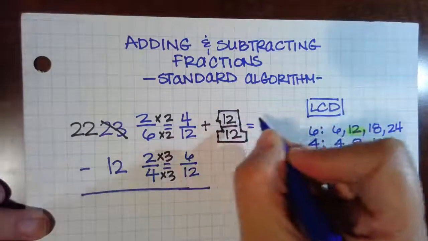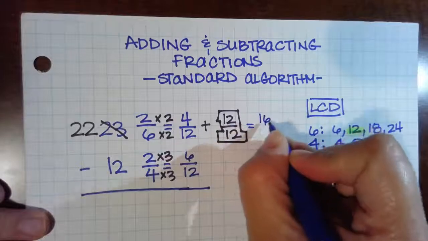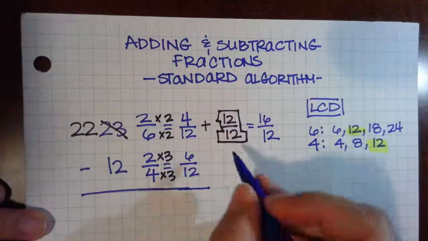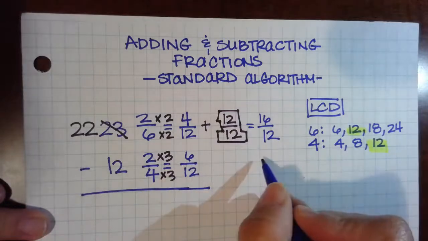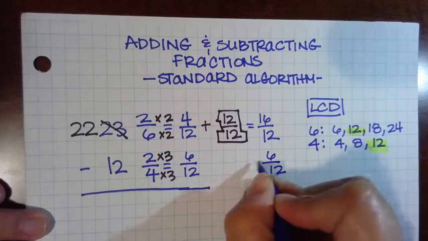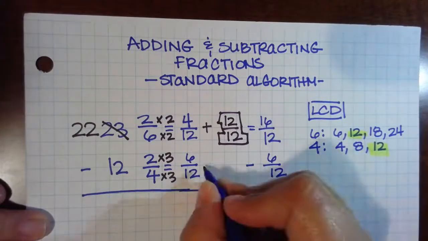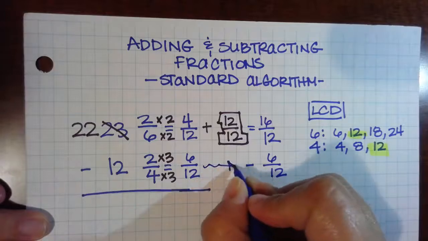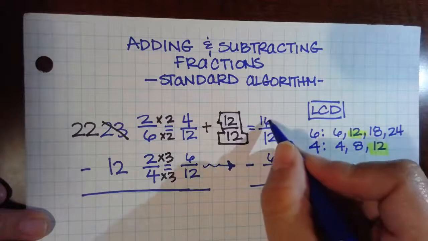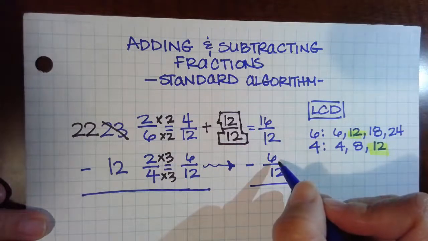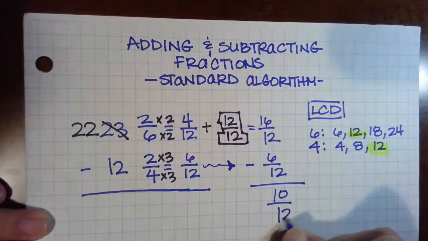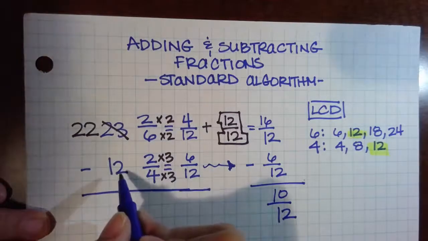Now when we add that up, we have 4 plus 12, that's 16. And we have 12 as our denominator. Then we're just going to move this over. We have 6 twelfths, and we are just subtracting that. What we did is we just moved it over so we can start subtracting. So we have 16 take away 6, that's going to give us 10 twelfths.